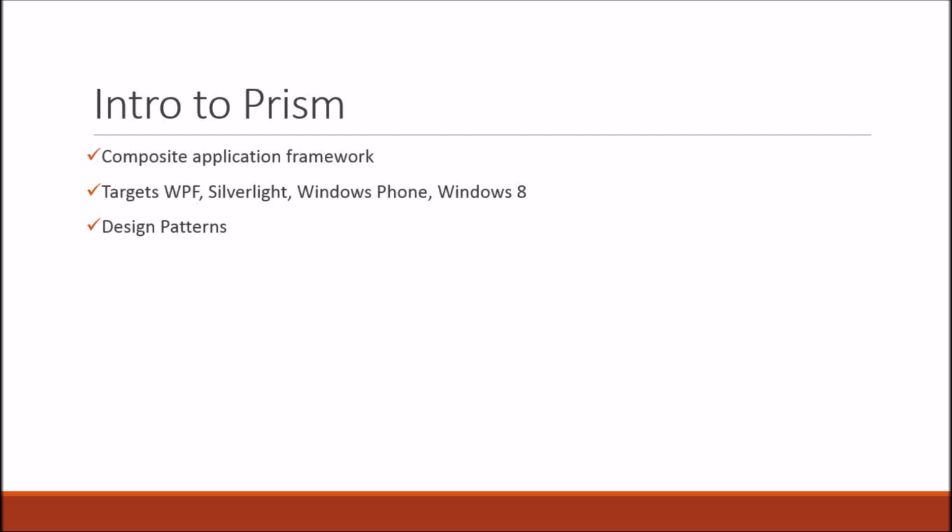Composite applications are essentially applications whose parts are separated: the view, the model, the data, and everything like that are separated from each other. It allows you to take a larger or complex application and break it down into smaller, more manageable pieces. Prism is specific to the XAML platforms, so specifically WPF, Silverlight, Windows Phone, Windows 8, etc. Prism relies heavily on design patterns to provide loose coupling and separation of concerns. Some of the common patterns are dependency injection, command pattern, MVVM, among others.